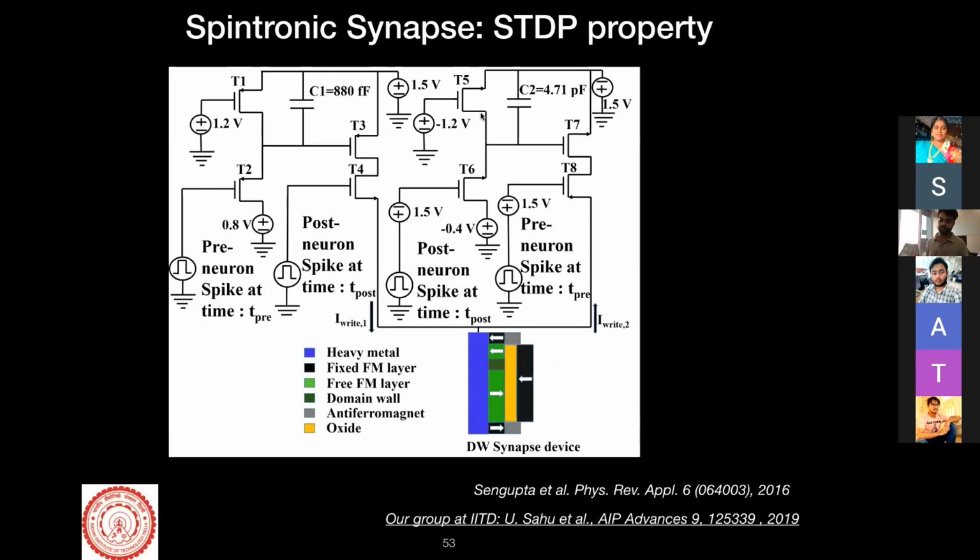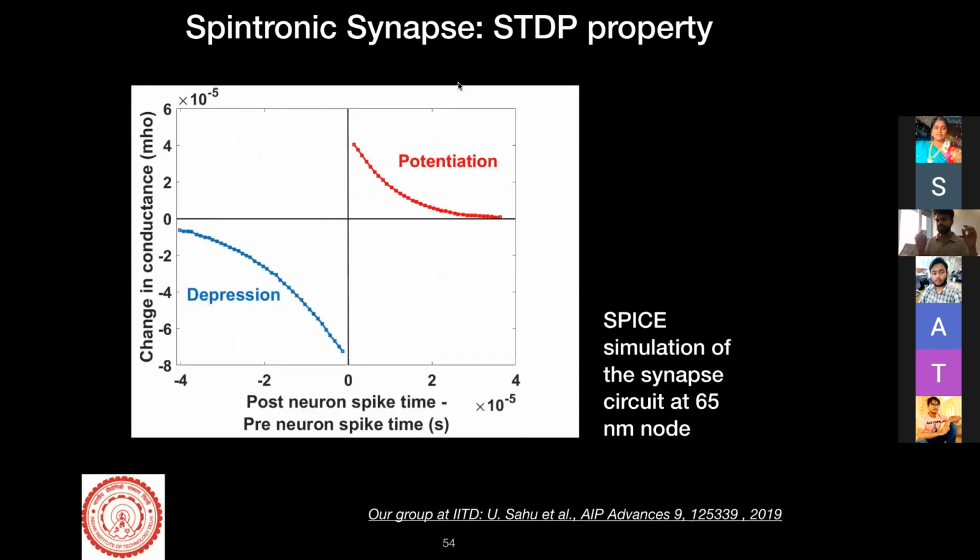And what about the synapse? See, an STDP synapse. Is there anyone here who has heard about STDP, spike time dependent plasticity?